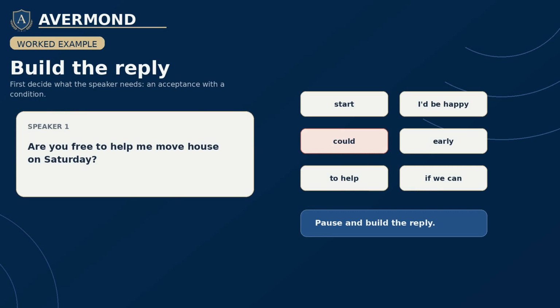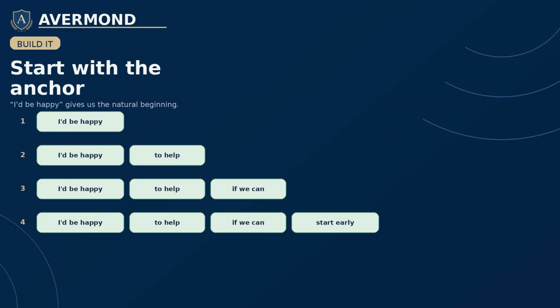Let's solve a complete example. Speaker 1 says, are you free to help me move house on Saturday? And these are your tiles. Start. I'd be happy. Could. Early. To help. If we can. Pause for a moment and try to build the reply. First, think about the meaning. Someone is asking for help. So we are probably building an acceptance with a condition.